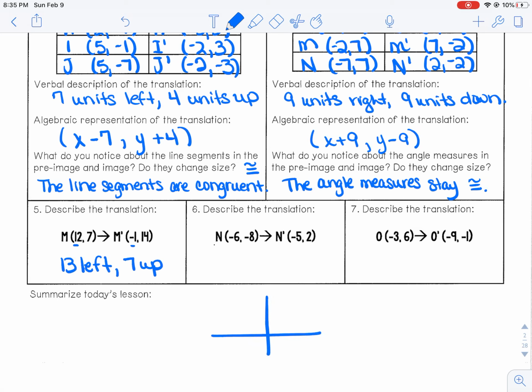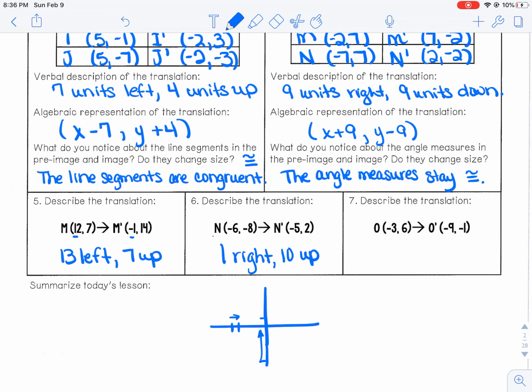Okay, looking at number 6, I'm going from negative 6 to negative 5. Think about what your 4-quadrant grid looks like. If I'm at negative 6, and here would be negative 5, I'm going that direction. So I'm going 1 unit to the right, or I'm adding 1. And negative 8 to a positive 2: negative 8 would be way down here, positive 2 would be up here. So it would go all the negative 8 plus 2, so that would be 10 units up.